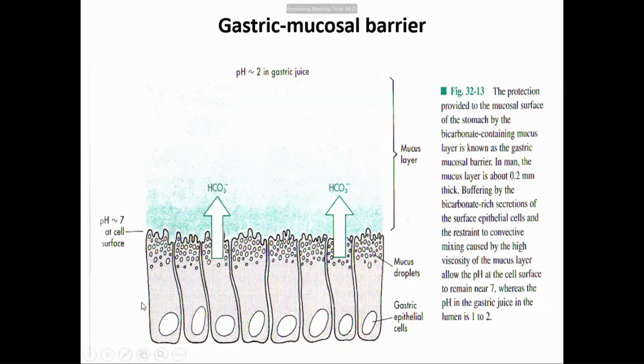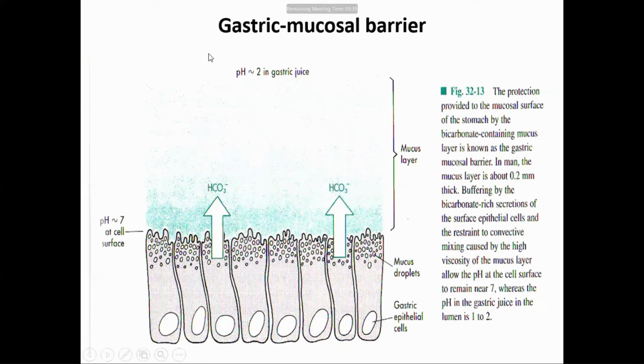So these are the gastric epithelial cells. These gastric epithelial cells secrete the bicarbonate and mucus, and there is the tight junction between these epithelial cells. The mucous cells also secrete the trefoil peptide. The function of the trefoil peptide is that it helps in stabilizing the bicarbonate and mucus.